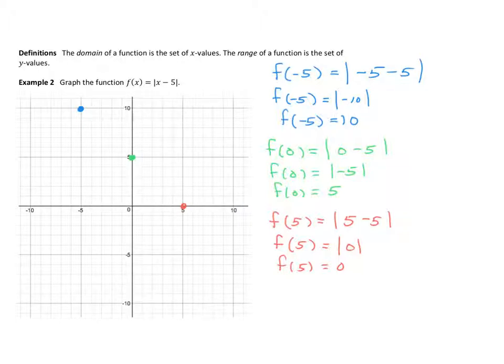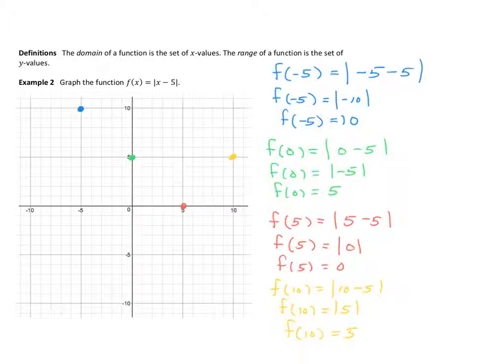So let's see. f of 10 is the absolute value of 10 minus 5. That's the absolute value of 5, which, since that's already positive, you get 5 back. This says that at x equals 10 in the domain, we get y equals 5 in the range.